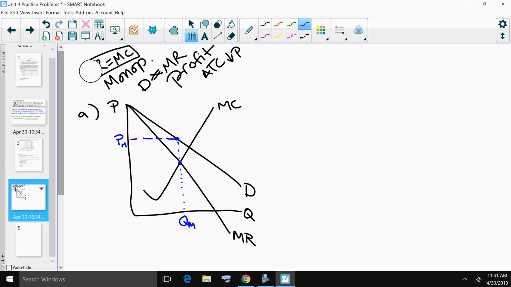The next thing they want is for the area of economic profits to be included. So in order, I'm going to erase MR equals MC because we've already got it in. Monopoly, we already found that. It's included in my graph. D equals MR is already included in this graph, not equal to. All right, I've already got it there.